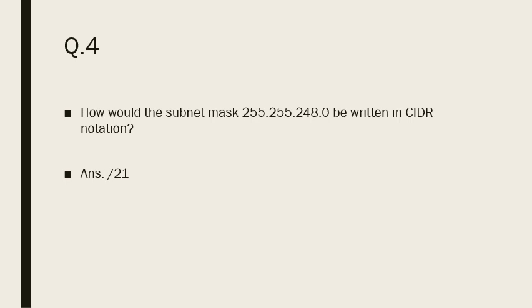Then how would the subnet mask 255.255.248.0 be written in CIDR notation? Again, we need to convert 248 into binary, and see how many ones there are. We know that 255 means 8 ones, and the other 255 means 8 ones, so these are 16 ones. Definitely 248 has 5 ones and then 3 zeros. So 16 plus 5 is 21 ones, and the rest are zeros. That's how we need to answer that.